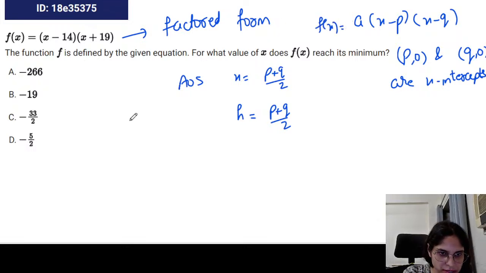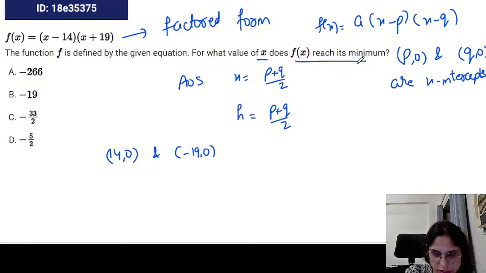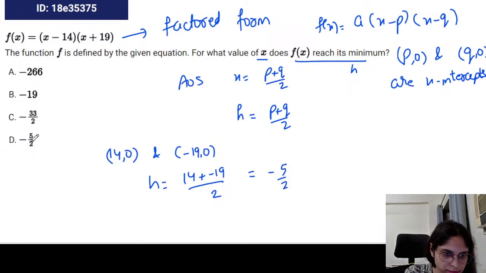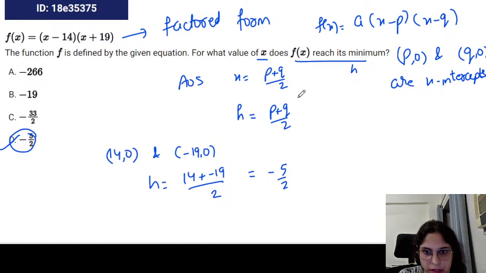So from here my zeros are going to be 14 comma 0 and negative 19 comma 0, because this is the factored form. So for what value of x does f of x reach its minimum? So we are trying to find h. That is going to be 14 plus negative 19 over 2. That's negative 5 over 2. This is my answer.